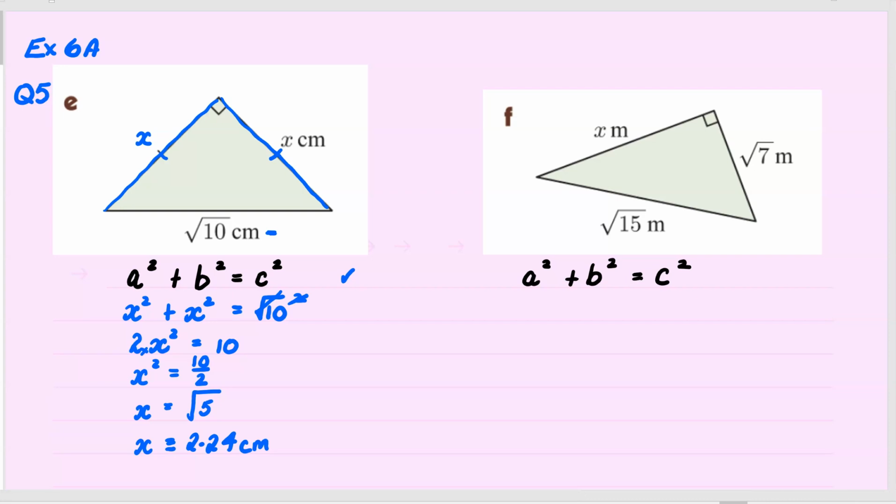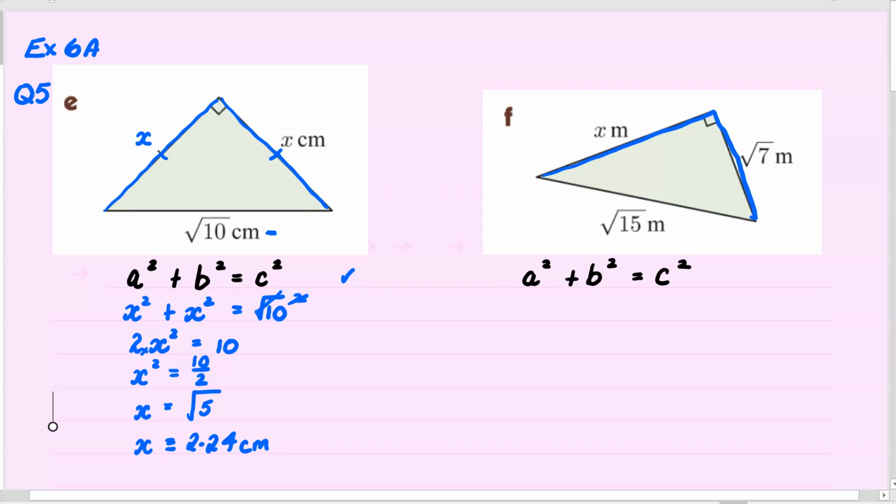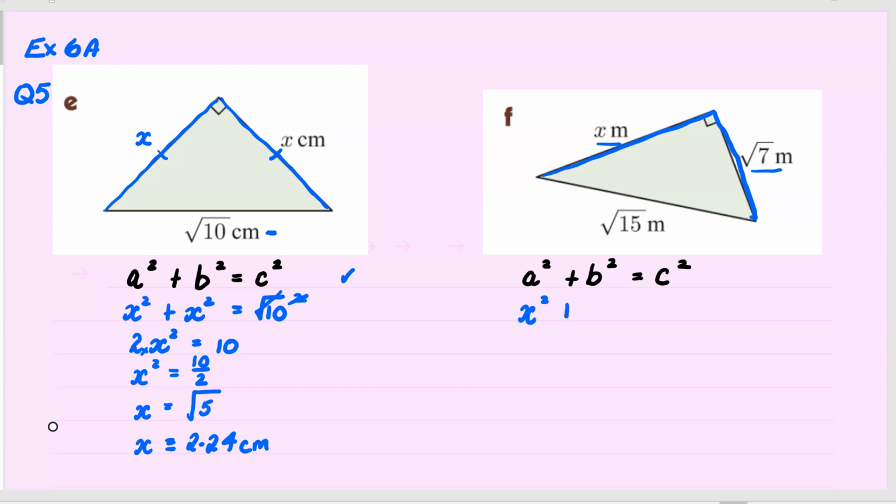Do exactly the same for the next one. Again, trace your right angle, the lengths that make up your right angle, and that makes it really easy to suss that this is your A and your B. So pop that into our formula. It's X squared plus, once again, root 7 squared, but by now we know that root 7 squared, they cancel each other out, so it's just 7 equals, okay, do you want me to write root 15 squared? Again, they cancel, so it's just 15.